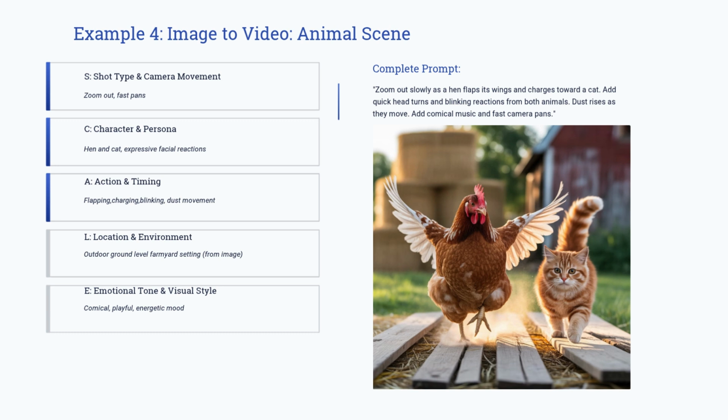Here's the full prompt. Zoom out slowly as a hen flaps its wings and charges toward a cat. Add quick head turns and blinking reactions from both animals. Dust rises as they move. Add comical music and fast camera pans.